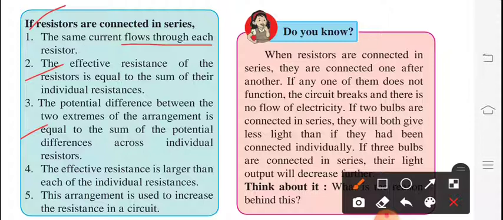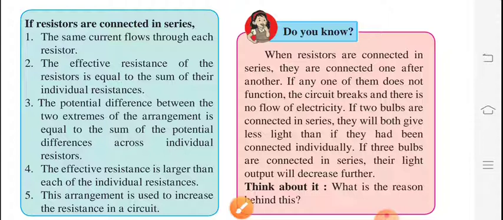Whatever potential difference is between point A to B, that is going to get distributed among the different resistors. Okay. Next, the effective resistance is larger than each individual resistor. Obviously, the effective resistance will be more than each individual resistor. The arrangement is used to increase the resistance of the circuit. If we need to increase the resistance of the circuit, we can use a series combination of the resistors.